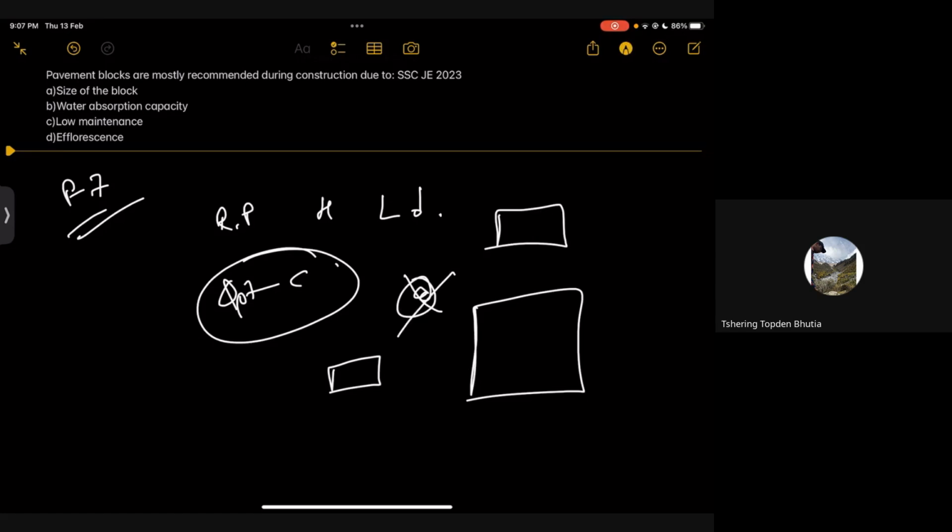Water absorption capacity: it doesn't absorb that much, because your flexible pavement absorbs more. Maintenance: yes, of course it is low maintenance as compared to the flexible pavement. And efflorescence: there is nothing against it, but if there is more salt, obviously it shows a reaction. So, as such, low maintenance is the apt description for pavement blocks.